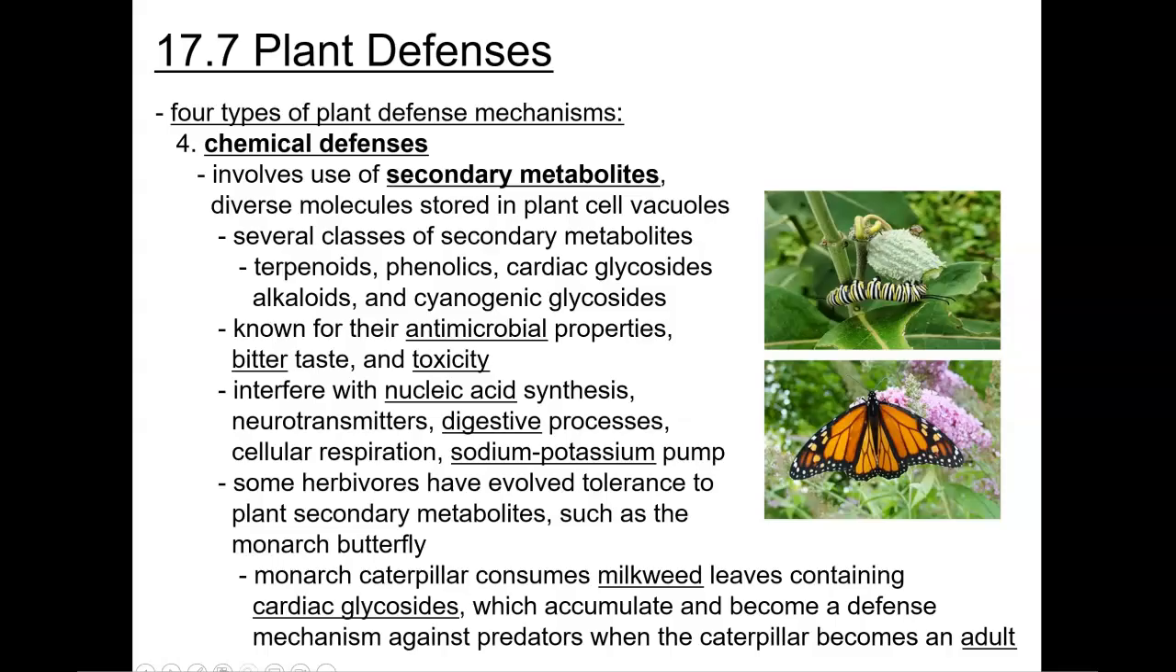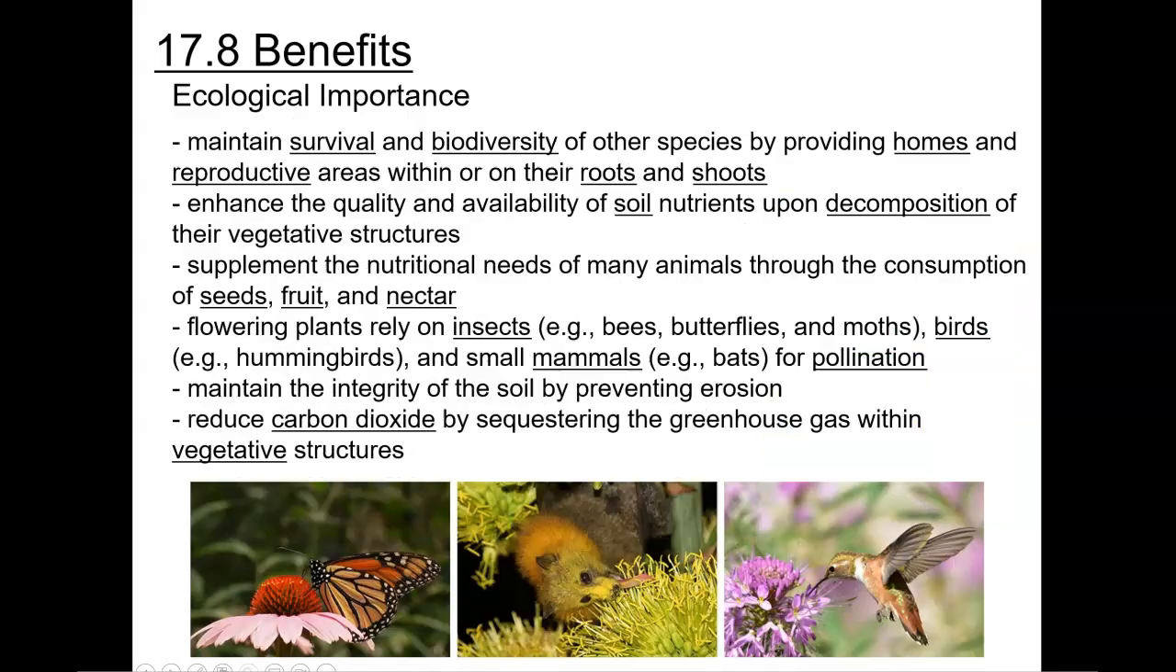Some herbivores have evolved tolerance to plant secondary metabolites, such as the monarch butterfly. Monarch caterpillars are going to consume milkweed leaves that contain a cardiac glycoside, which is going to accumulate and become a defense mechanism against predators when the caterpillar becomes an adult. So it basically makes it poisonous.